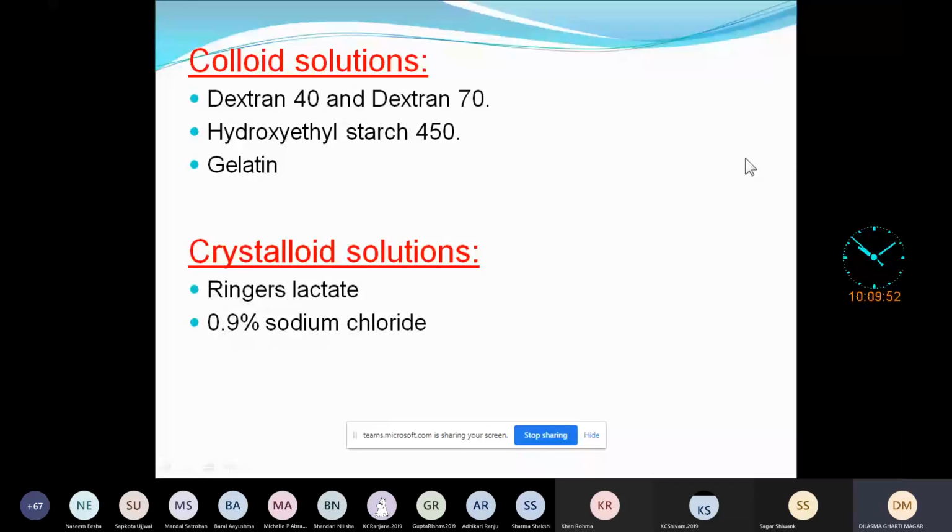So under the plasma expander, there are two types of solutions. One is the colloidal solution and another one is the crystalloid solution.